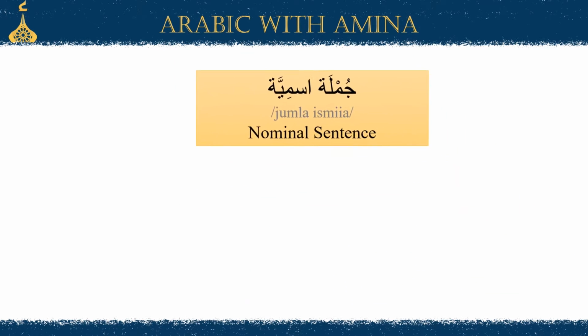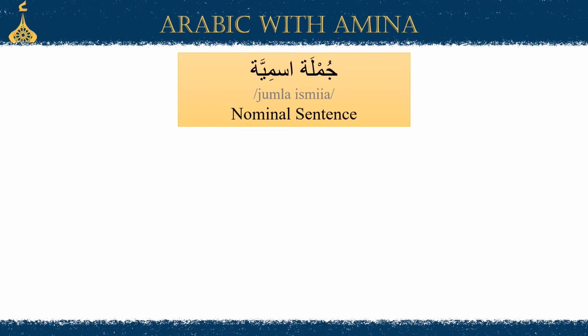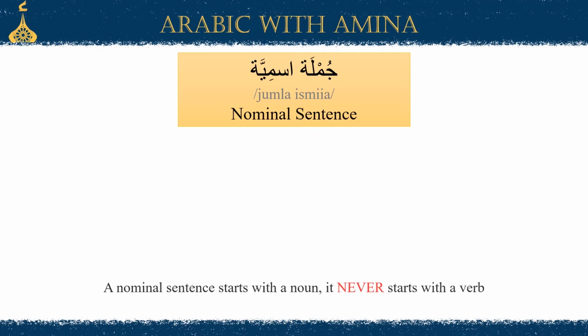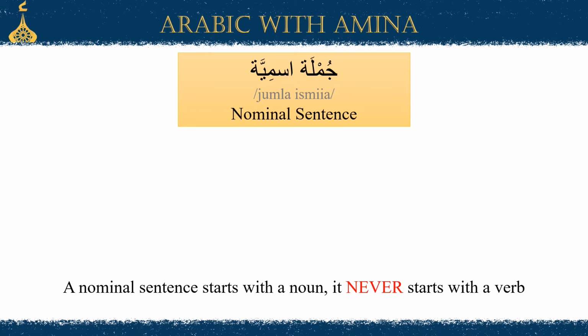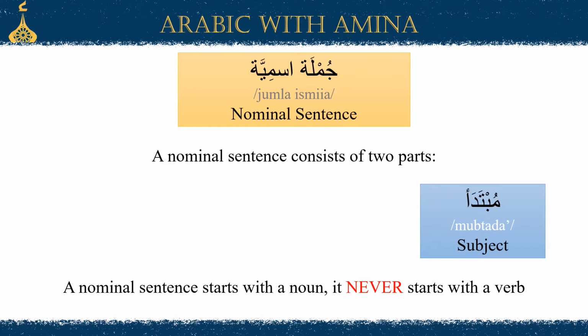So, al-jumla al-ismiya, or a nominal sentence, is one that starts with a noun or a pronoun. It will never start with a verb. If it started with a verb, it'd be a jumla fi'liya, or a verbal sentence. The nominal sentence consists of two parts: the mubtada, which is the subject or topic of the sentence, and the khabar, or predicate. This is the comment on the subject.